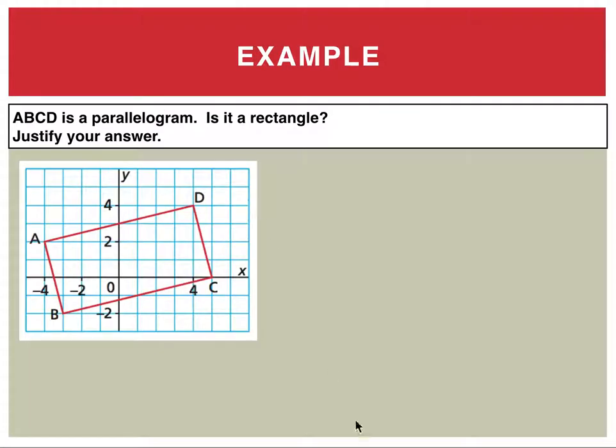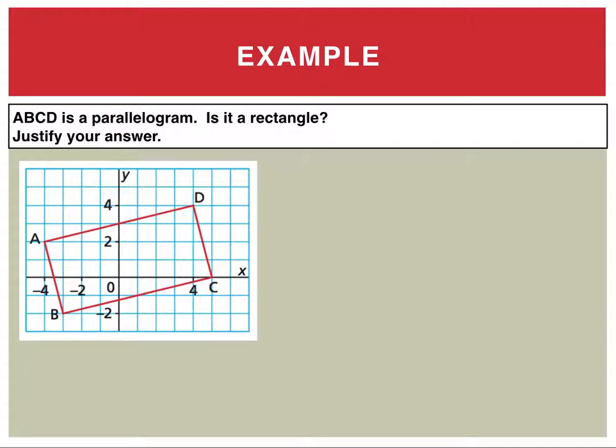Now I want to do one more. You're going to be given a question just like this today, and there's one on the test and on the quiz that's pretty close to this. There's always variations of them. So this question wants to know: is this parallelogram a rectangle? They're telling us it's a parallelogram. They want to know if it's a rectangle.